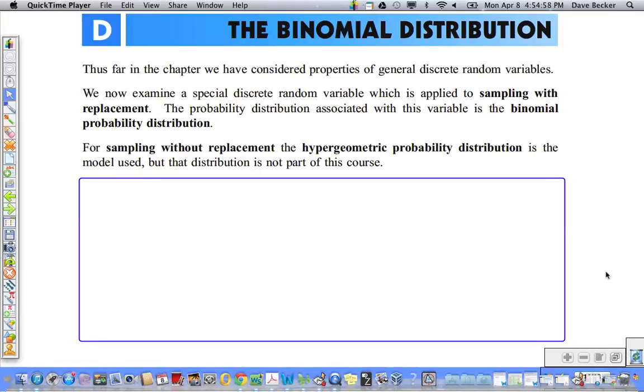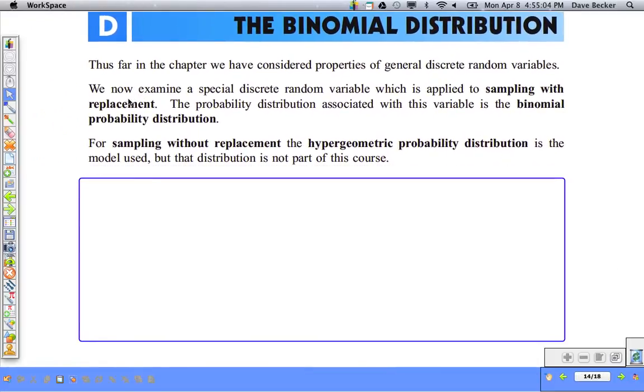Today we are talking about the binomial distribution. The binomial distribution can only be used when we are sampling with replacement. That is, we draw a marble from a bag and then we put it back before we do our next experiment or our next draw of marbles. We cannot use a binomial distribution if we do not replace. That is beyond the scope of our course.